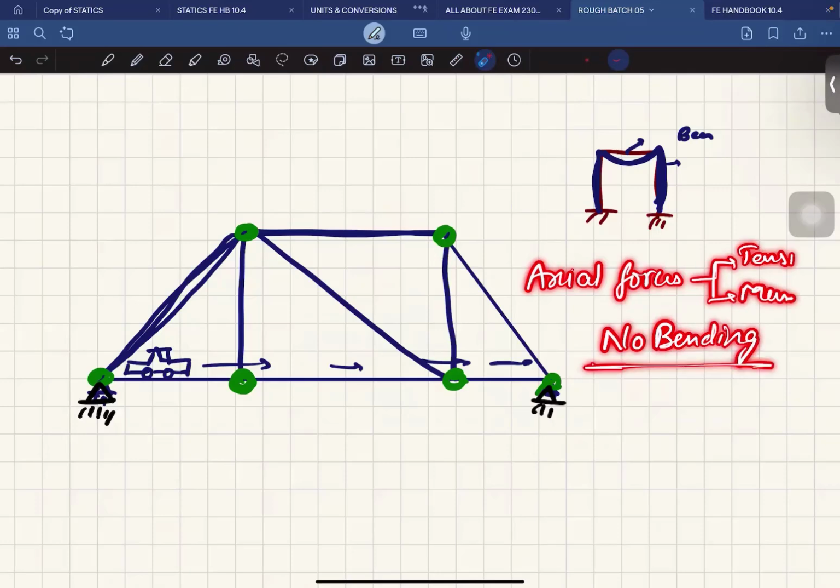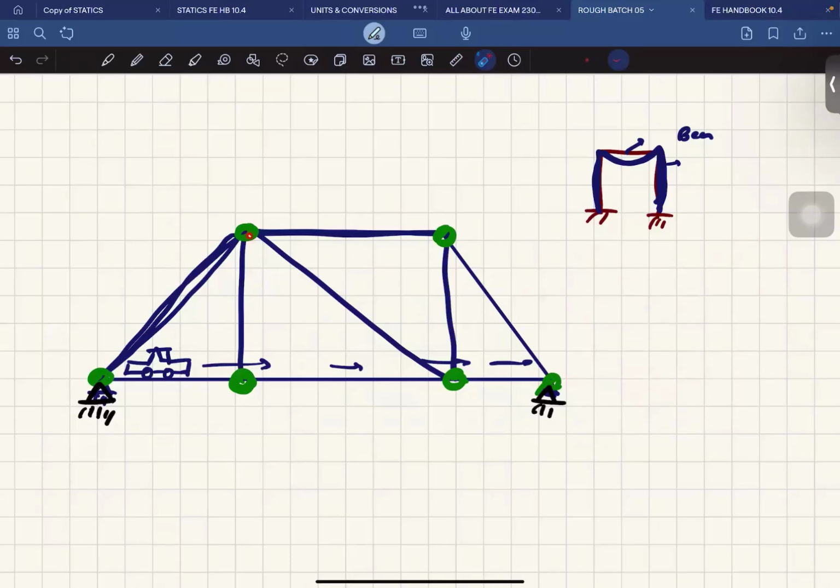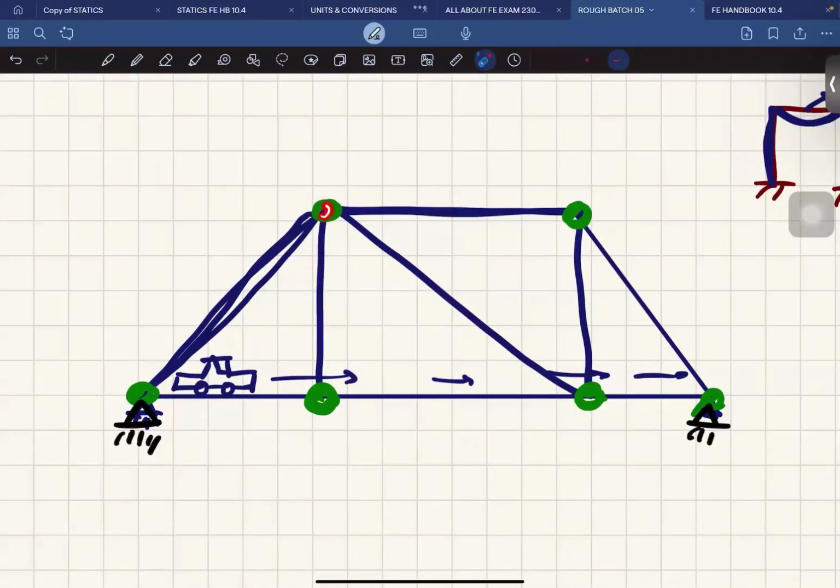If at all there is bending in the truss, it means that someone has designed it wrong. There may be some eccentricities in the connections, and because of secondary moments, bendings are possible. Ideally, theoretically, as per the book, and for the exam, always remember the members of trusses do not undergo any bending. They will take only axial load. And one more important thing is all the joints of the members are pinned joints.